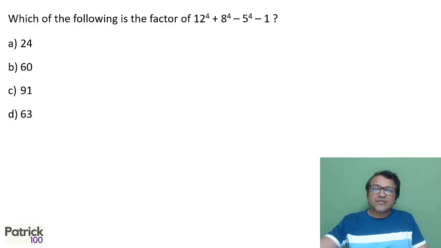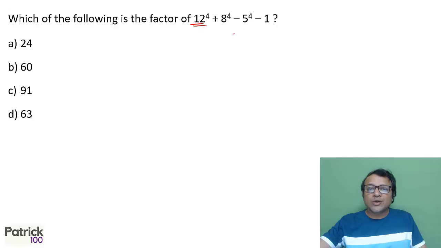Which of the following is a factor of 12 raised to 4 plus 8 raised to 4 minus 5 raised to 4 minus 1? I see there is a multiple of 3 and 9 around. So let me see if the number is a multiple of 3. So 12 raised to 4 is a multiple of 3.